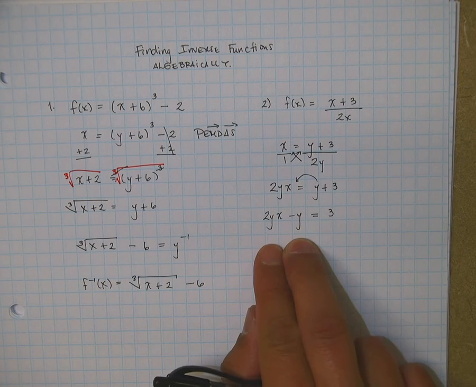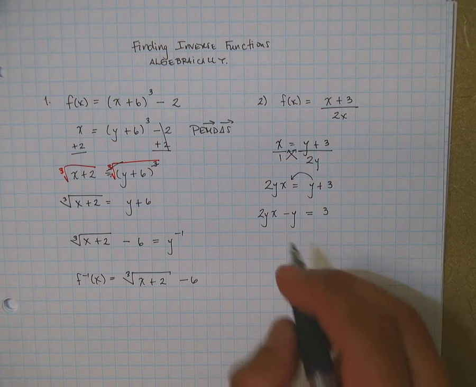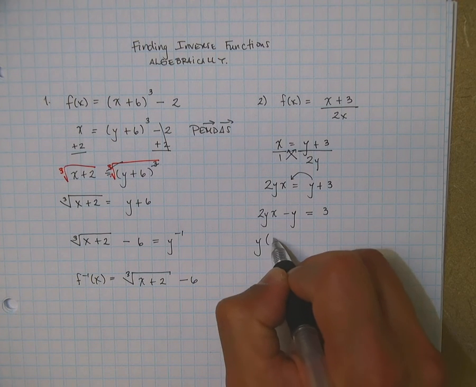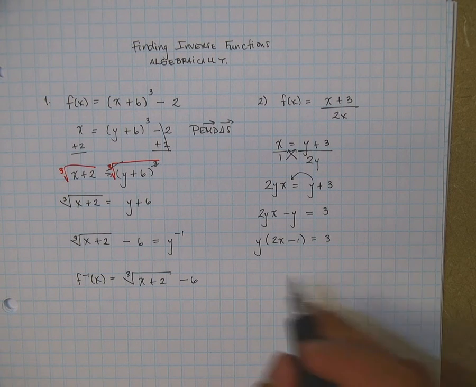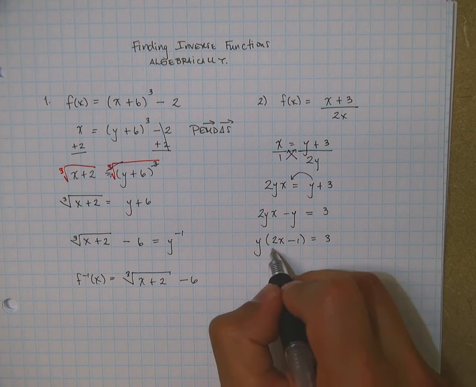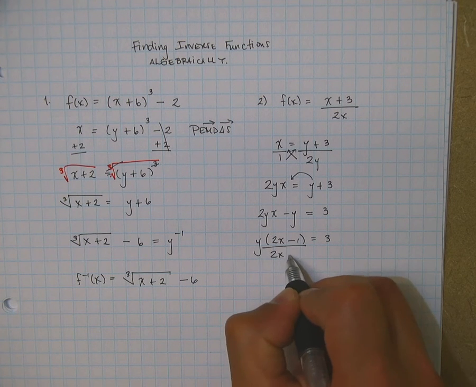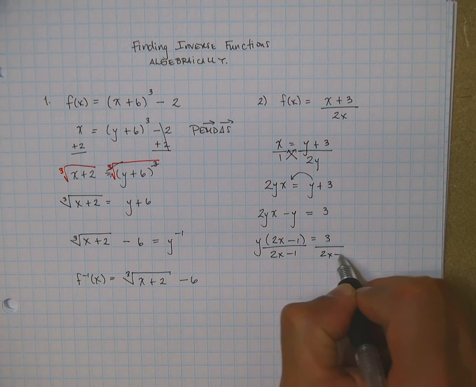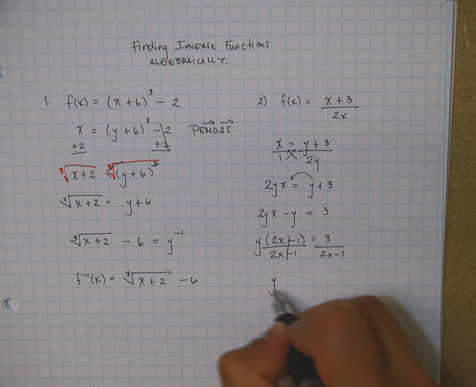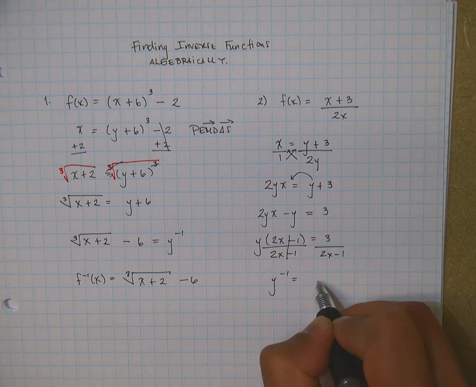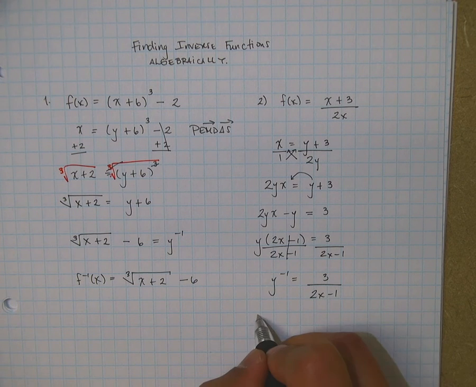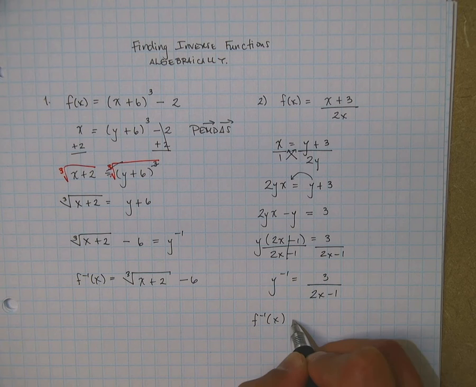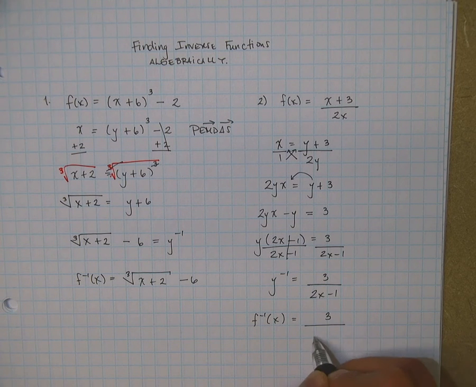Now here we're going to use a strategy. We're going to go ahead and factor out the y. And we're left with 2x minus 1 is equal to 3. Now you see it's isolated, and we're going to go ahead and divide because that means multiplication. That simplifies. You're going to get y, which is y inverse, becomes 3 divided by 2x minus 1, or the proper notation, f inverse of x equals 3 divided by 2x minus 1.